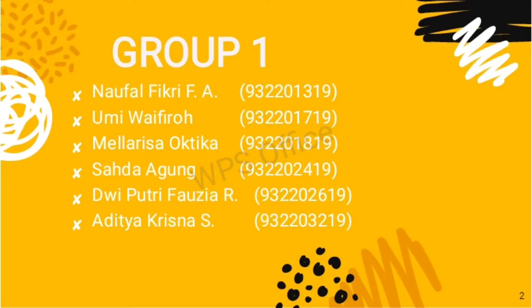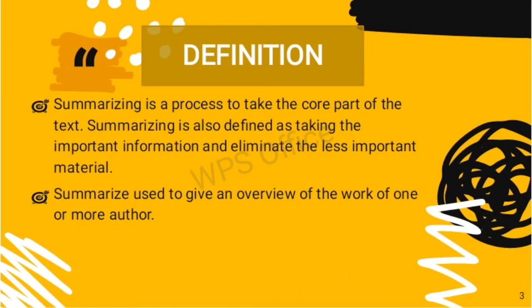Okay, let us explain the material. The first is the definition of scientific writing summarizing. Scientific writing is not just writing, but it is writing based on the research, on what you did and what you found. Scientific writing is technical writing to communicate the research or research findings to others.